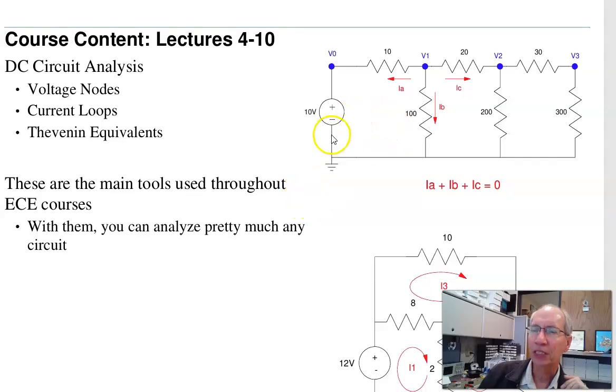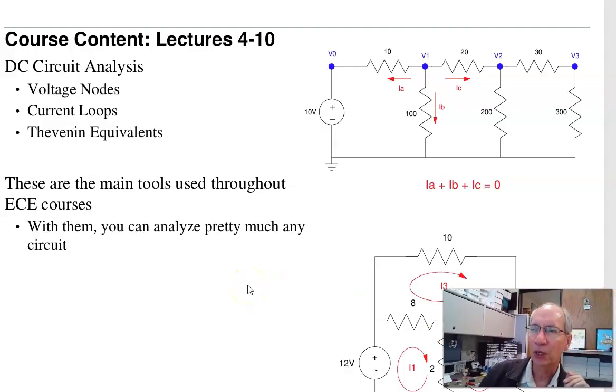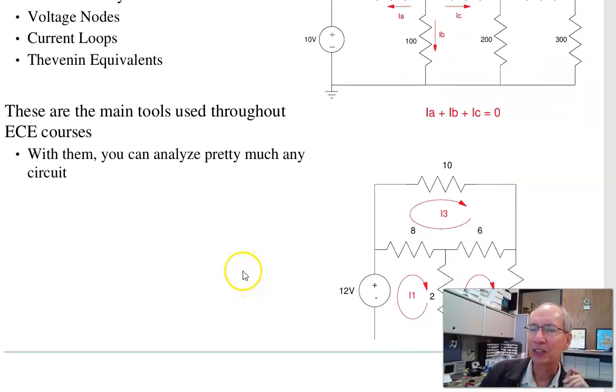Lectures 4 through 10 look at DC circuit analysis. I can use conservation of current and say the voltages are whatever it takes to make the currents balance, meaning the current in equals current out, or the net current from a node has to be 0. There is a thing called current loops. Under conservation of voltage, if we go around a closed loop, all the voltages have to add to 0. So the currents are whatever it takes to make the voltages balance. And there's a thing called Thevenin equivalent. If I look in on a circuit, I see effectively a voltage source and a resistance. What is that? Those are the main tools you're going to use over the next 2 to 4 years in the ECE program. With those, you can pretty much analyze any circuit.